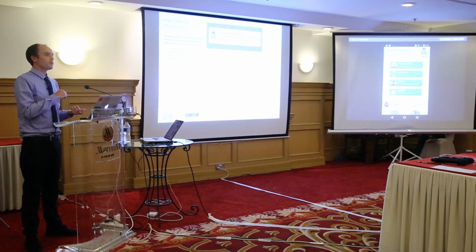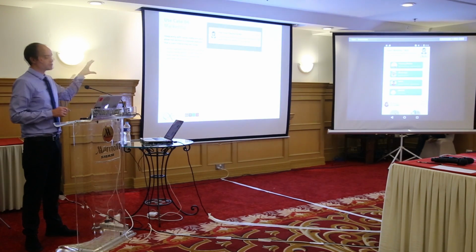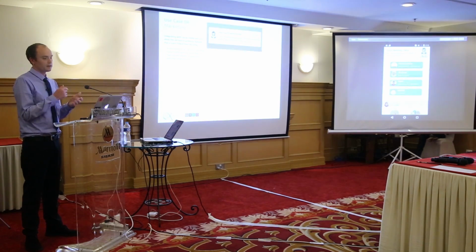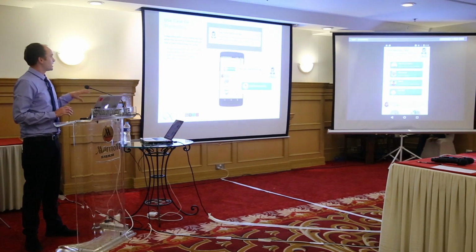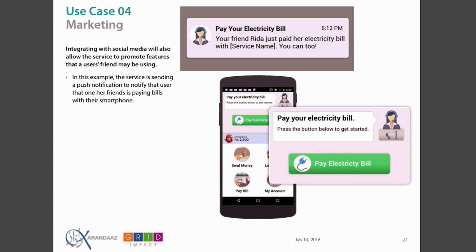And then it goes the other way around. So this is an Android notification that someone is seeing on their phone from the assistant or from the service, saying, hey, your friend just paid her electricity bill. You can too. And if they swipe that to unlock their phone, it takes them to the app and the assistant saying, are you ready to pay your electricity bill? Let me show you how to do it.